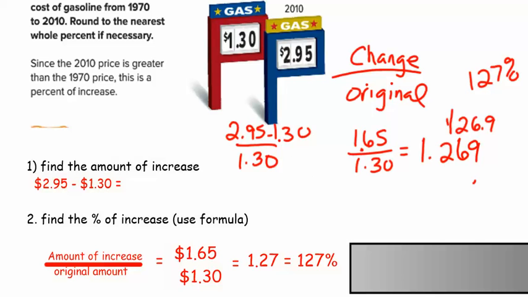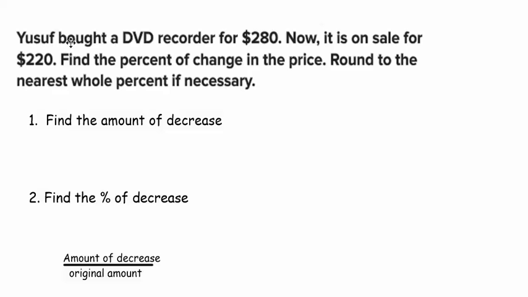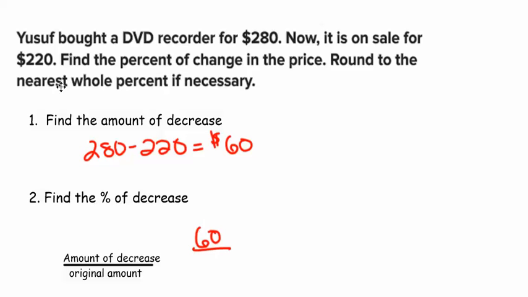Let's do another one. Yusuf bought a DVD recorder for $280. Now it's on sale for $220. So it went down, so we know it's going to be a decrease. Round to the nearest percent. Find the amount of the decrease: 280 minus 220, so it decreased in value $60. But I want to know what that was as a percent. So the amount of the decrease is $60 over the original, which was 280.